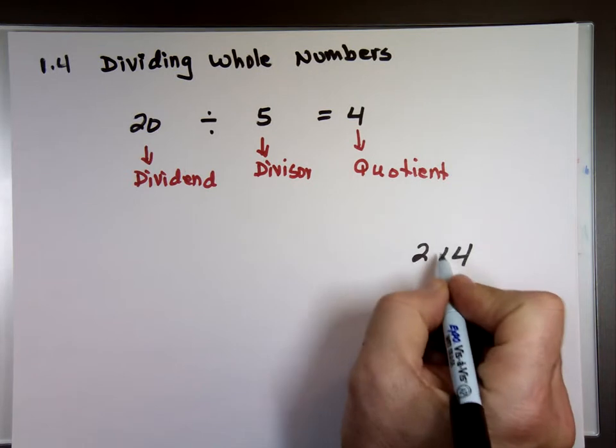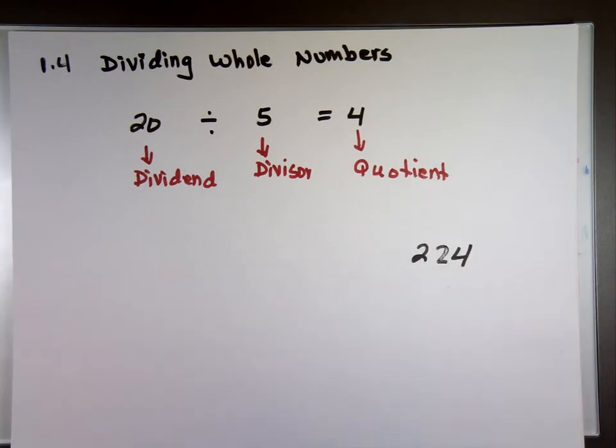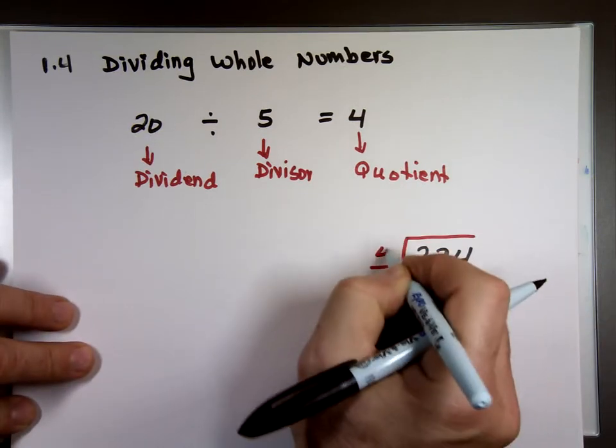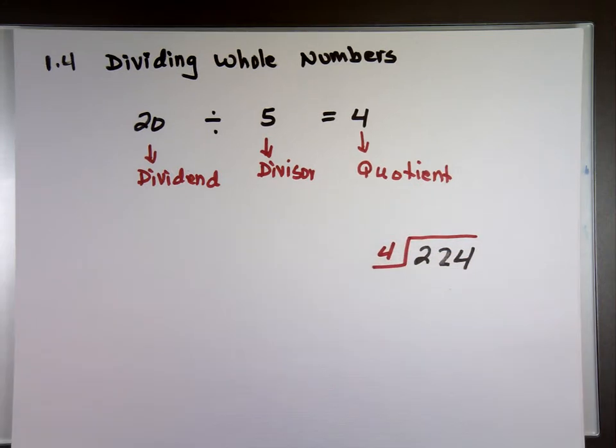Let's make it 224. That includes the tip. And now we're going to divide that bill between all four of us. So we're going to divide it by 4. Now let's see how much each one has to pay.